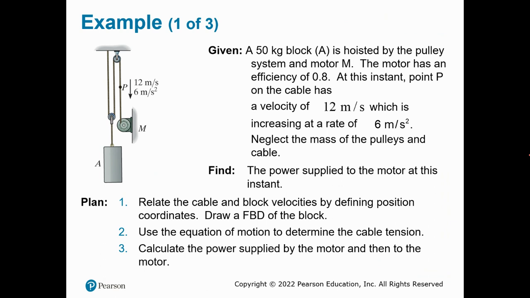So I have here block A. There's this motor on the right, and the motor has an efficiency of 0.8. At this instant, at point P, the cable has a velocity of 12 meters per second, which is increasing at the rate of 6 meters per second squared. So I know my velocity and I know my acceleration. We're going to neglect the mass of the pulleys and the cable. We're going to find the power supplied to the motor at this instant.